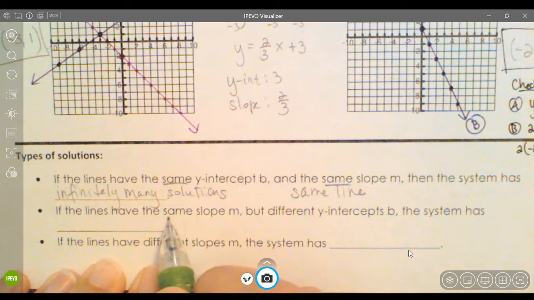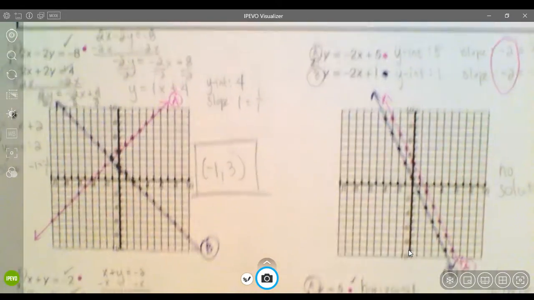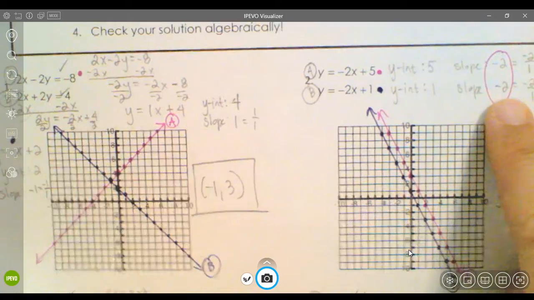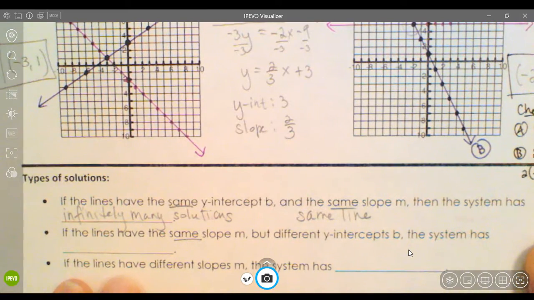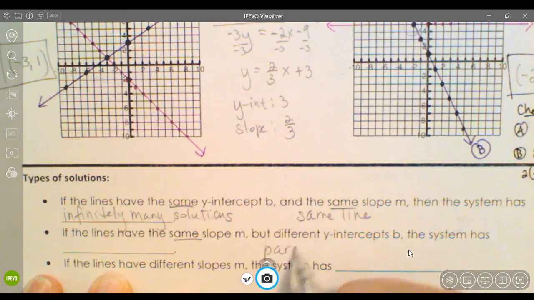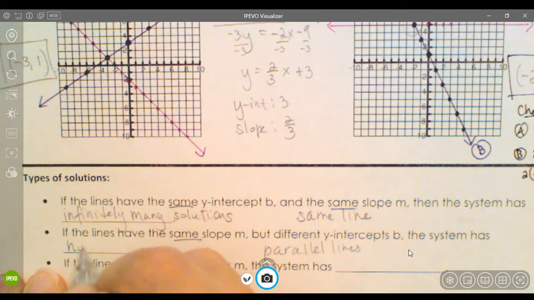If the lines have the same slope m, but different y-intercepts b, did we do one like that? Yeah, we did, and I conveniently circled it for you. Look here, same slope, but different y-intercepts. What happened? We had parallel lines. So this happens with parallel lines. This is no solution.